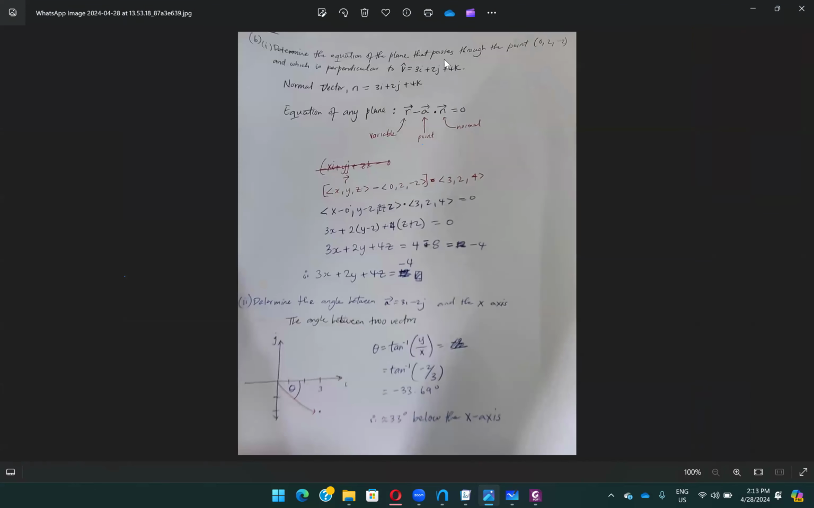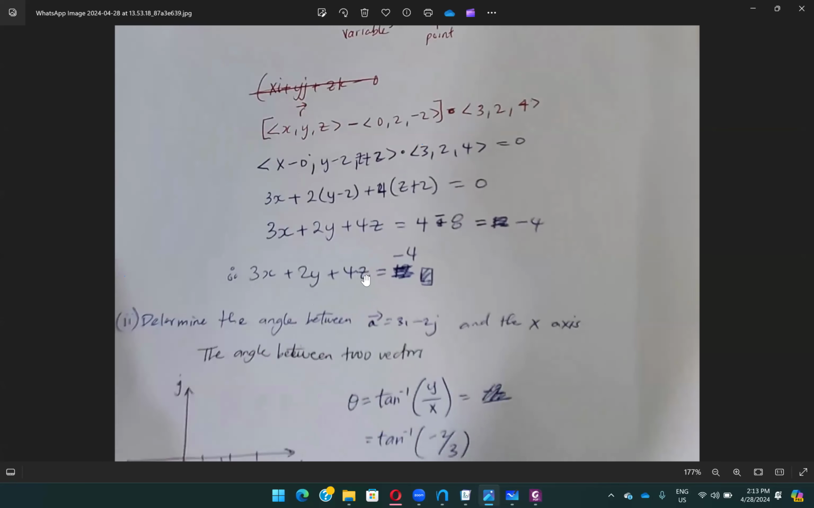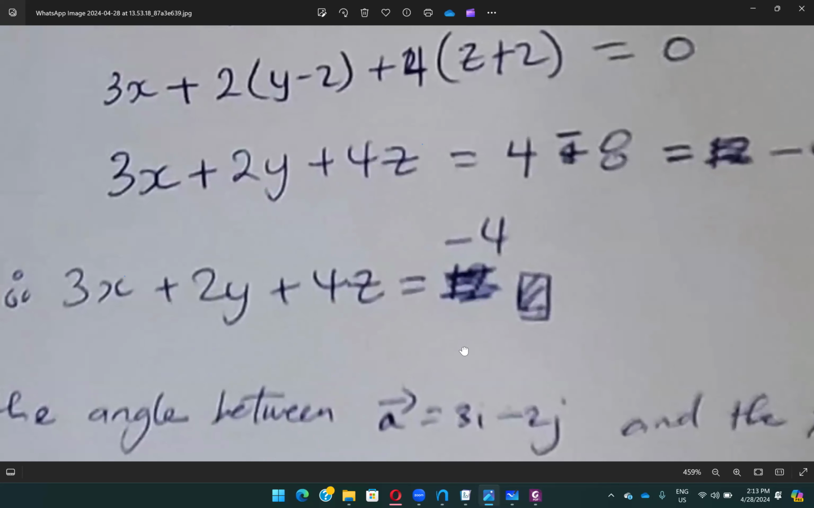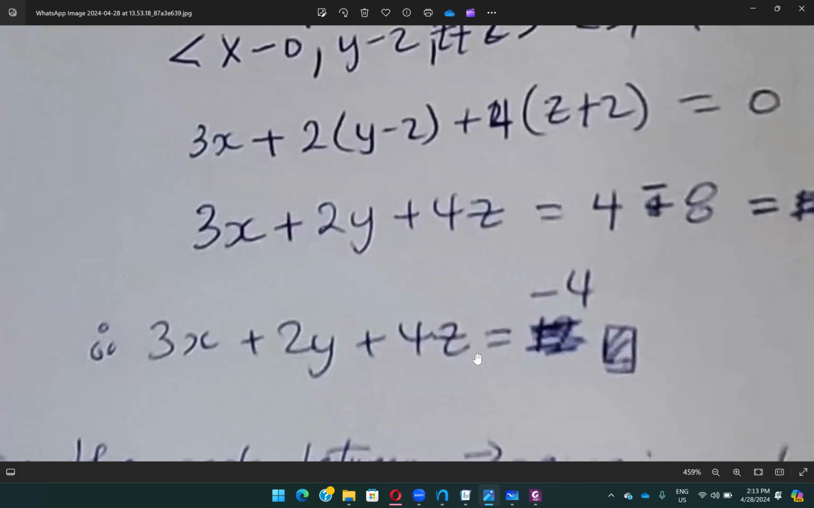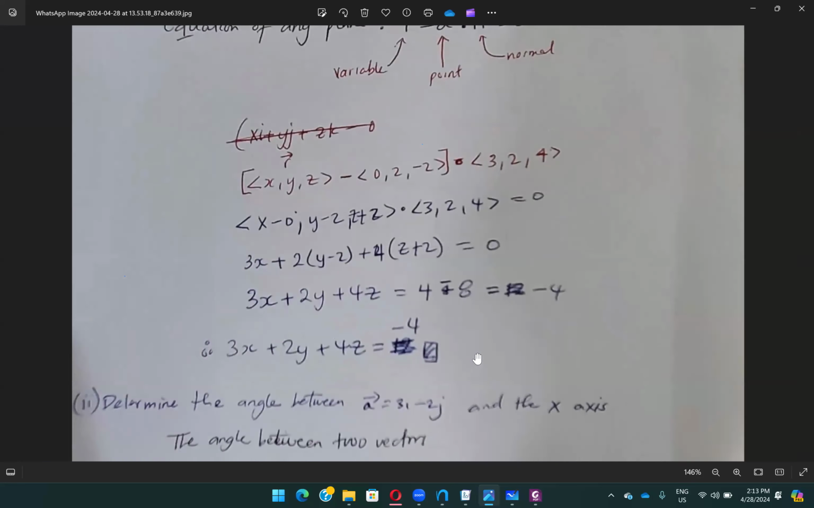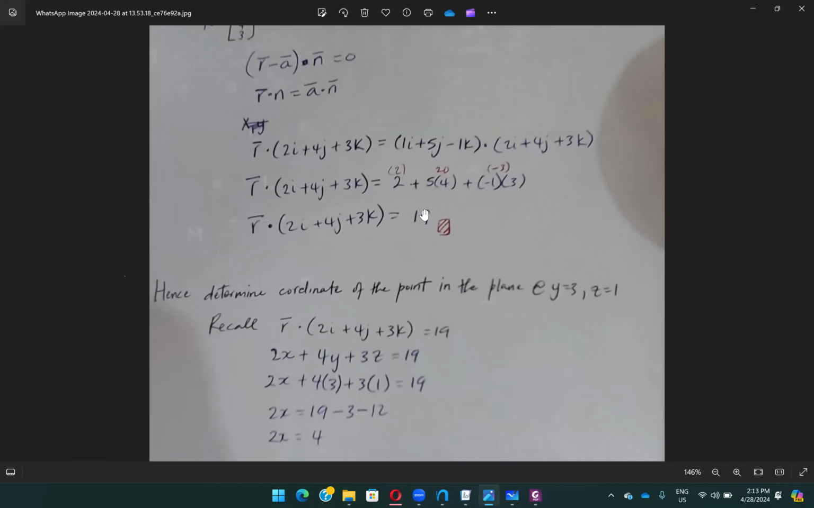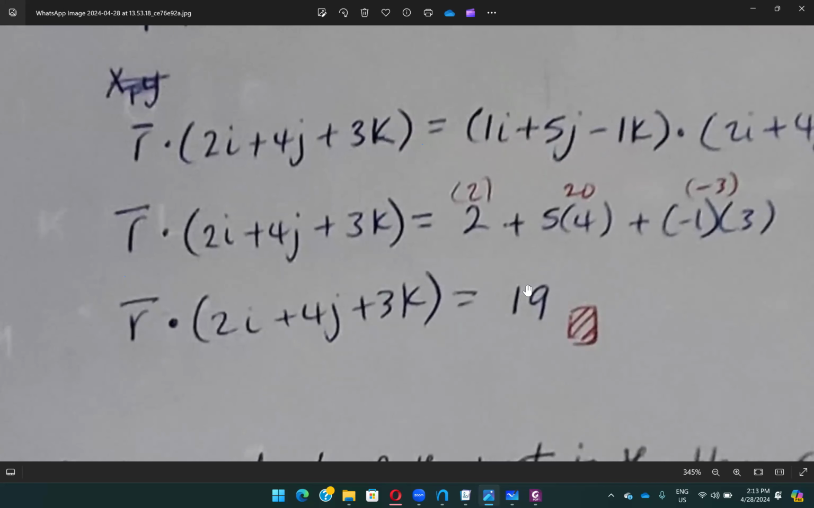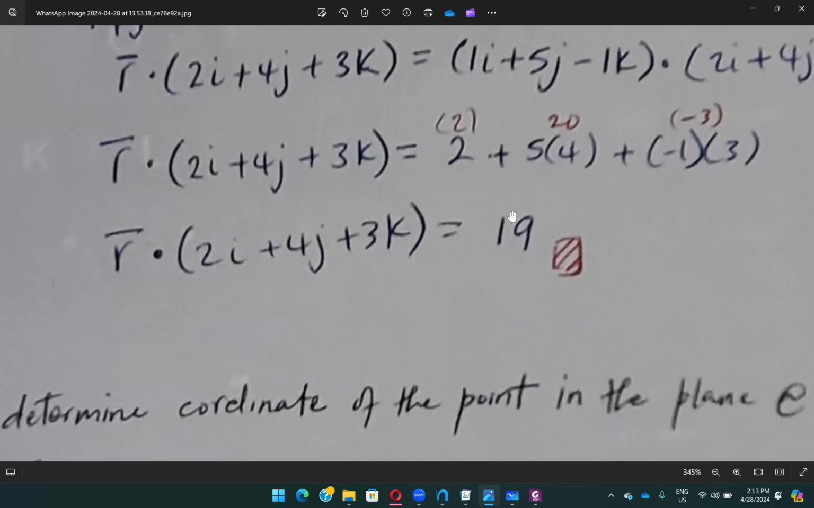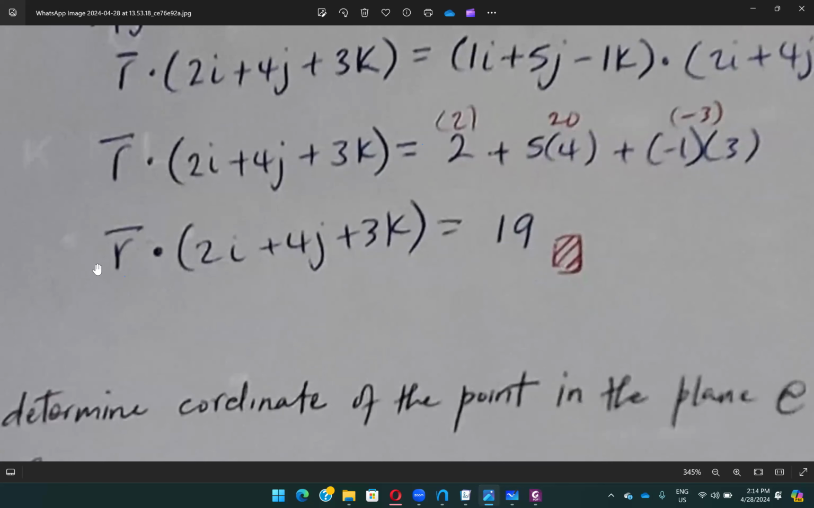So this equation here is the Cartesian equation. And then you also have the vector equation. The vector equation is one that has the i, j, and k. So this equation is saying that r is some point with an x, y, and a z. And when you dot product it with the normal, you're going to get 19.